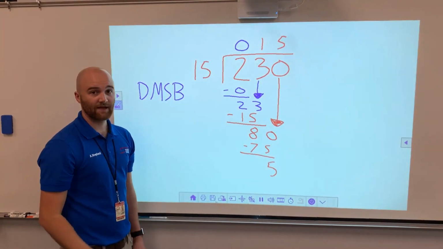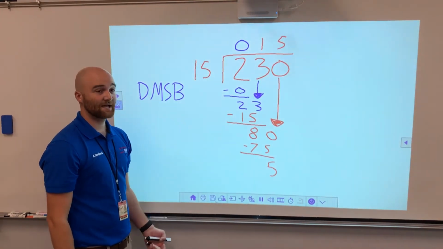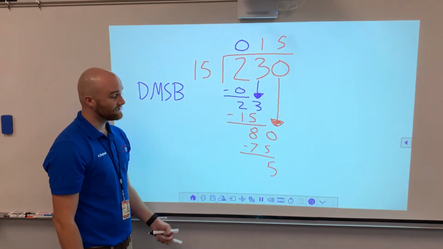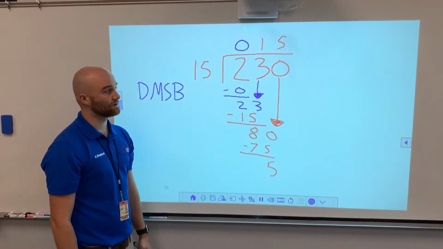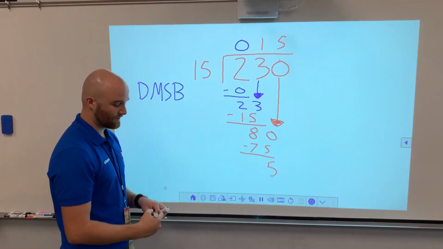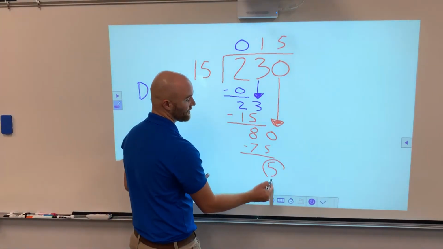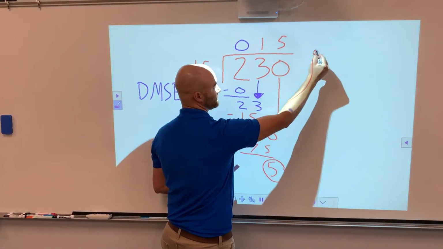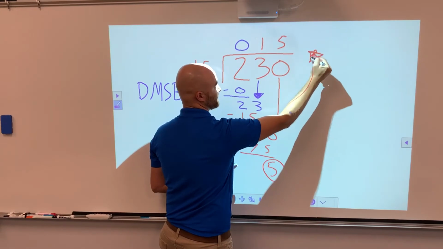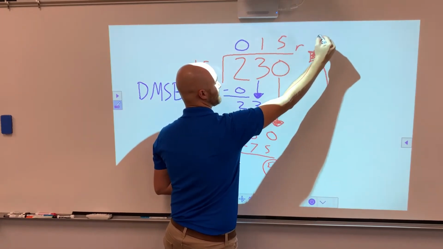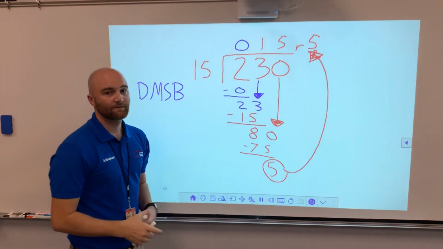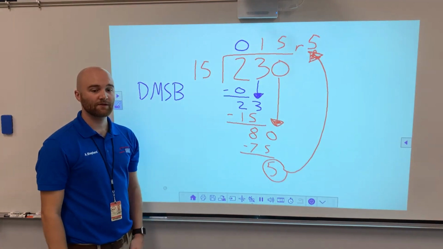Well, this leftover 5, because I don't have anything left to bring down, is going to turn into my remainder. So I've got 15 with a remainder, or a leftover bit, of 5. Our answer is 15 remainder 5.